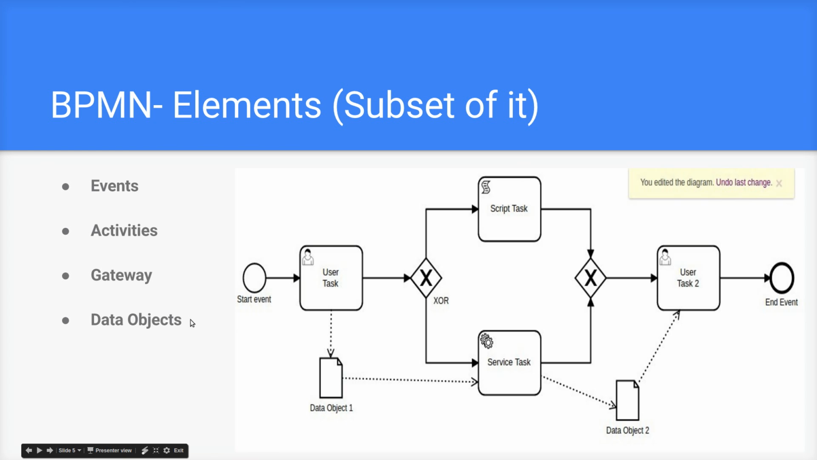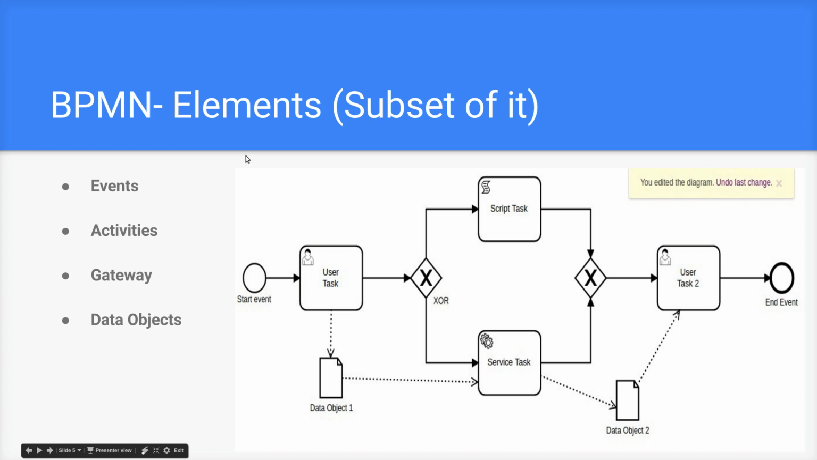And the final element is data objects. Basically data objects are the data that is produced during the execution of this business process. So what it means is when this user task is executed, it gives a data object called data object 1, and this is consumed by this activity called service task. And when this service task is executed, it also produces another data object called data object 2, which is consumed by a user task called user task 2. So this is a very simple overview of the elements of BPMN.